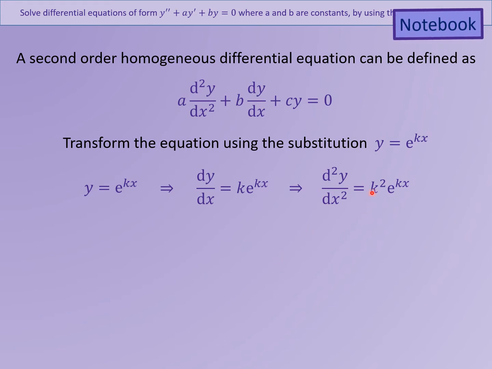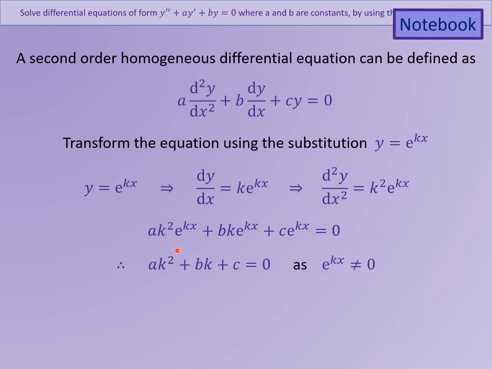What I'm going to do now is substitute those back into this equation. If I substitute them back in, I get this equation just here. What's important about this equation is that e to the kx, the exponential function, appears in every term, so they are all in common. I could definitely factorise those out. And so then I've got e to the kx times a k squared plus bk plus c equaling 0.